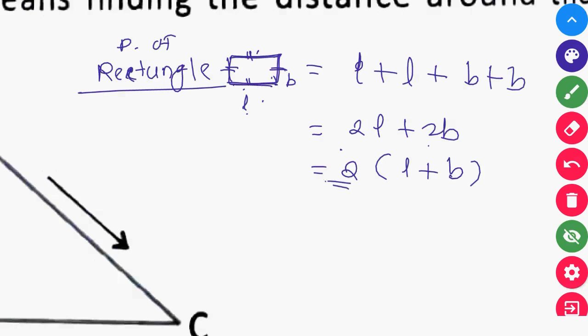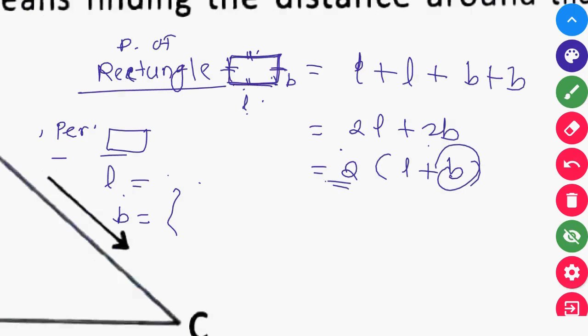So what is the benefit of it? If they had given us the perimeter of the rectangle and the length of the rectangle, we can find the breadth of the rectangle. If length and breadth both are given, we can find the perimeter of the rectangle by using this formula: 2 multiplied by length plus breadth. Breadth means the smaller side, length means the bigger side.